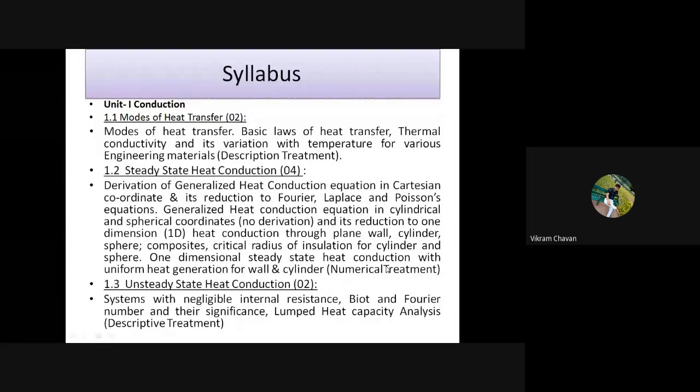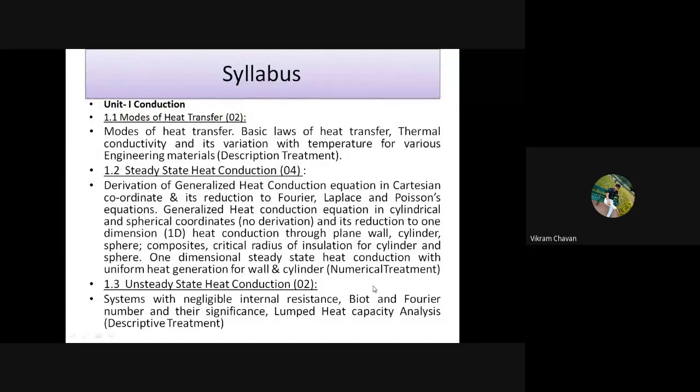Okay, then we are discussing this for the steady state. Then there will be unsteady state heat conduction. Okay, so the things are changing continuously. That is, terms like flow rate, the pressure, the temperature at a particular point are not constant. That will be unsteady state heat conduction. Okay, so the system with negligible internal resistance, Biot number, Fourier number, and their significance. Then lumped heat capacity analysis, and this part is only for the descriptive treatment. Okay, so there will be two descriptive treatment sections and one numerical treatment section.